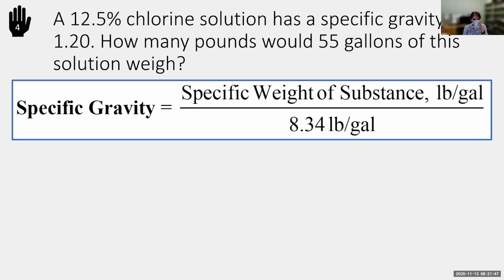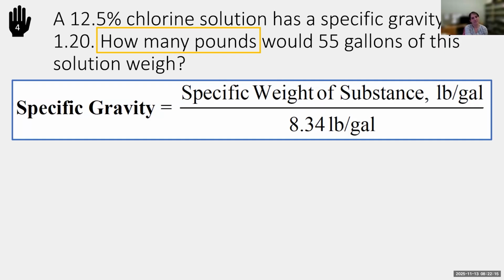All right. Let's do another problem. So this problem tells us that a 12.5% chlorine solution has a specific gravity of 1.20. How many pounds would 55 gallons of this solution weigh? So what are we trying to figure out? We're trying to figure out how many pounds 55 gallons of the solution weighs.